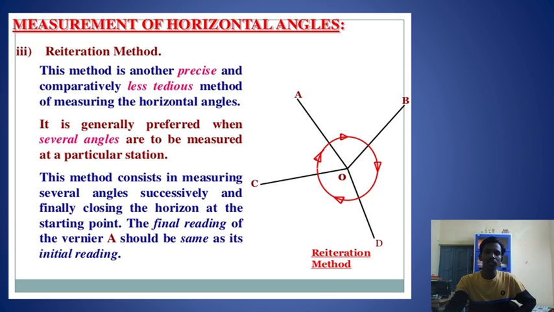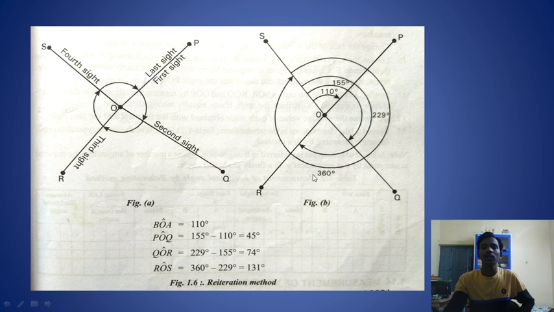So in the reiteration method, you have to keep the instrument at the center and you can measure the angles all around the station. Now here, the first reading, or wherever you start the measurement of angles at the first station, will be 0 degrees, and after completing the whole surveying work, when you lastly come back to the first station, again the reading must be 0 degrees. So the initial reading and the final reading of the reiteration method must be 0 degrees. So now let's learn about this method in detail.